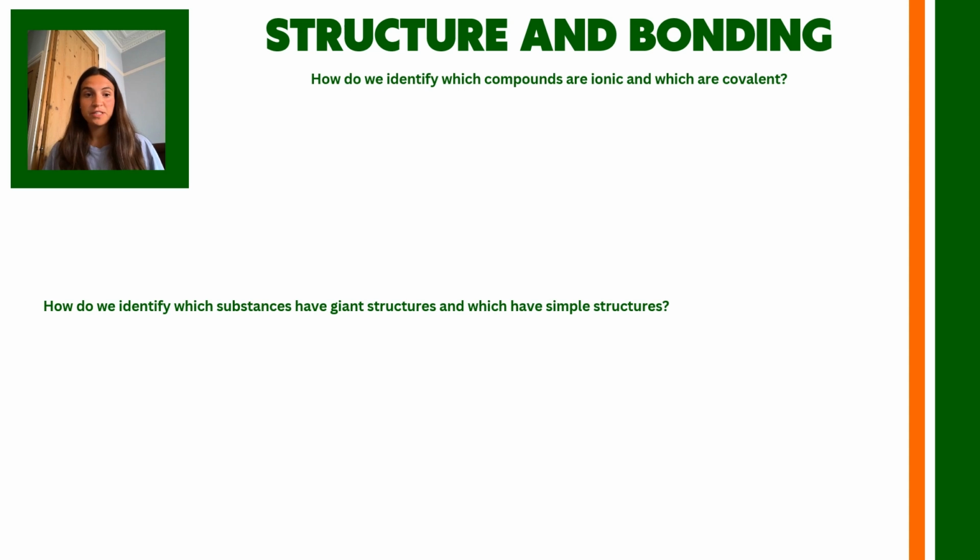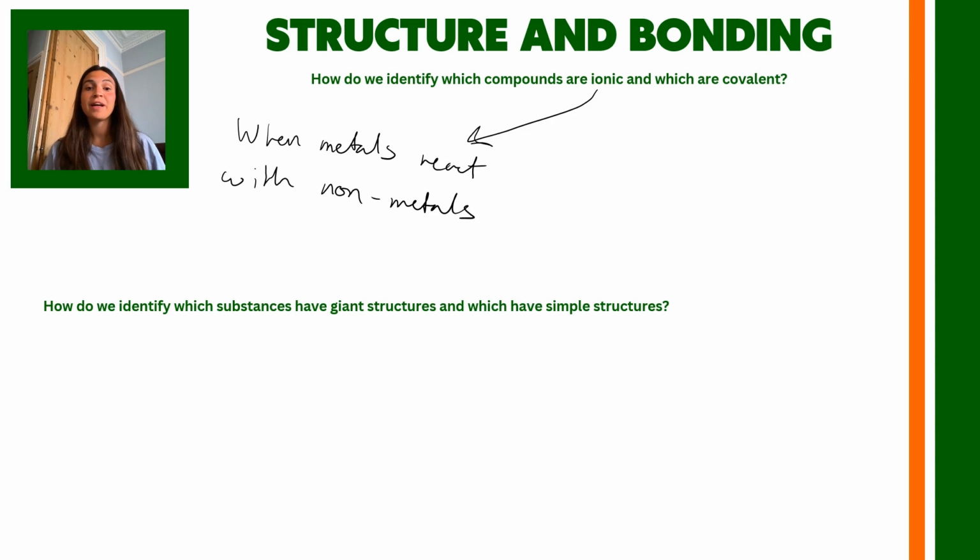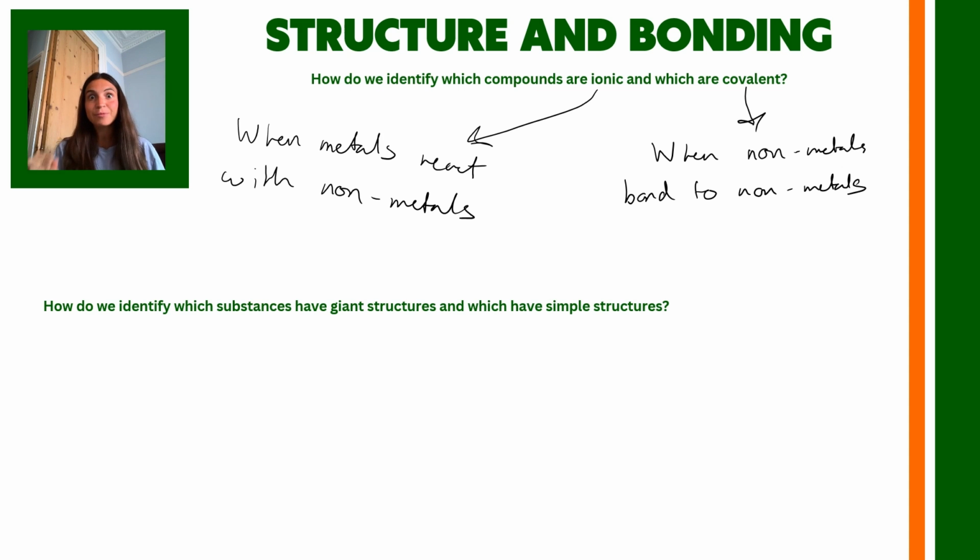Okay, structure and bonding. So how do we identify which compounds are ionic and which are covalent? Just to remember, ionic bonds are formed when you have metals reacting with non-metals, and electrons are transferred between those two things. And covalent bonds are when I have non-metals bonding to other non-metals, and that's where we have pairs of electrons being shared. So how do we identify which substances have giant structures and which have simple structures?